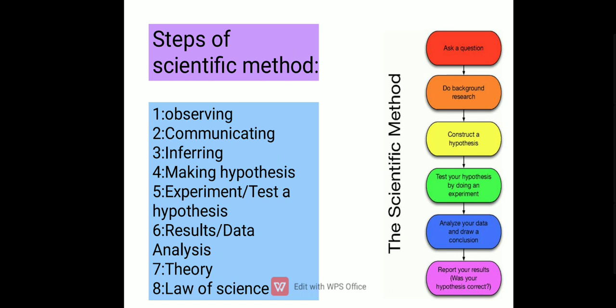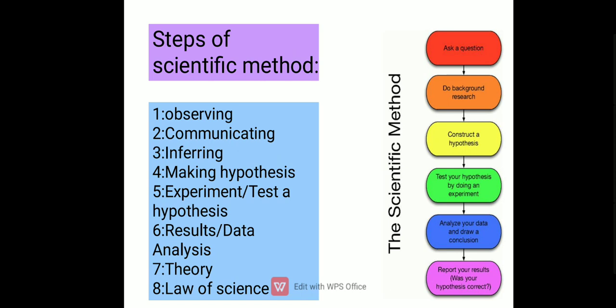Then the fourth step is to make a hypothesis, and in a hypothesis we will make a tentative explanation of our observations. Means we will observe the thing, we will give a brief, tentative, detailed explanation, and then we will formulate a hypothesis. Then to test that hypothesis we will perform an experiment.